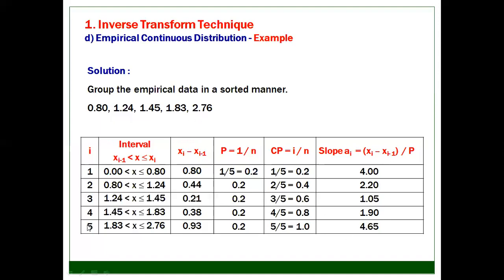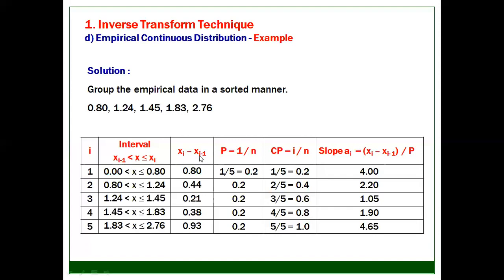We will tabulate a few things here. Since there are 5 numbers, I will start from 1 to 5. The interval for the first one is between 0 and 0.8. Then the next one is between 0.8 and 1.24. The third is between 1.24 and 1.45, then between 1.45 and 1.83, and then between 1.83 and 2.76.